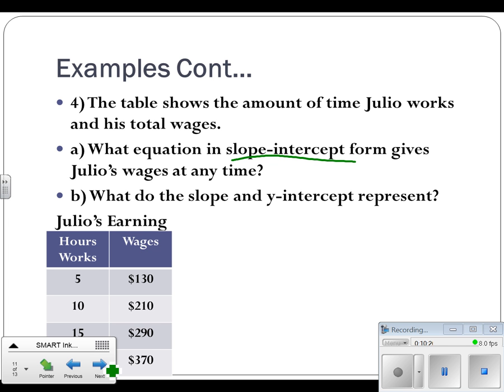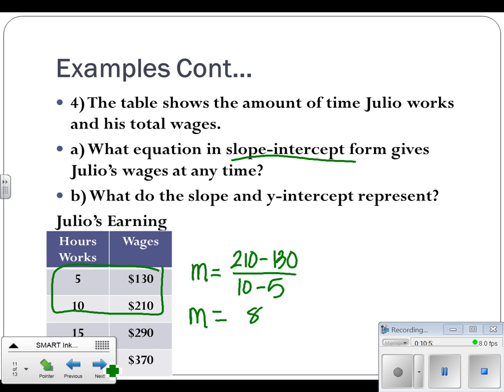So what we would want to do here, if we're going to find the slope, the m, let's just pick 2 points. So I'm going to pick these 2 points to find the slope. y sub 2 minus y sub 1 over x sub 2 minus x sub 1. So the slope would be 80 divided by 5. So the slope would give us 16.